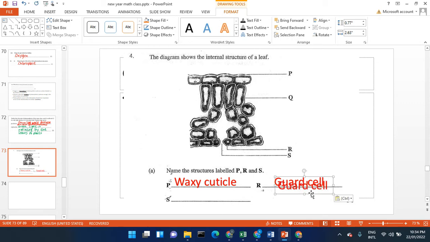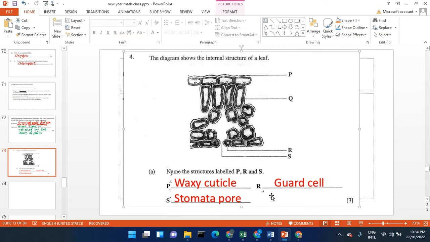Finally, the third one that they want us to label is S. And S is pointing to the stomata pore. Again, P is the waxy cuticle, S is the stomata pore, and R is the guard cell.